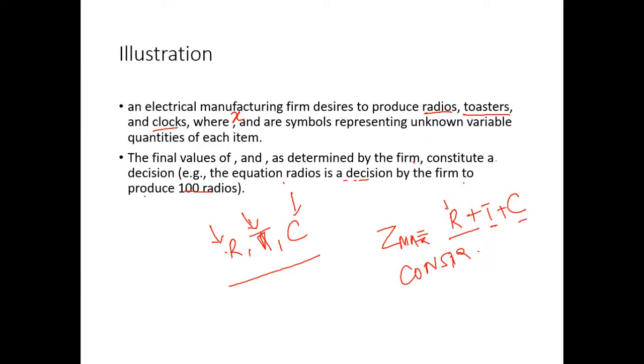From radios, there will be some profit, say 10 from selling 1 unit. From toasters, there will be a profit. From clocks, there will be some profit, say 2 reals. Now this becomes our equation, 10R plus 15T plus 2C, and the company has to decide what the value of each of them should be to produce, so that the profit is maximized. That becomes the main question.